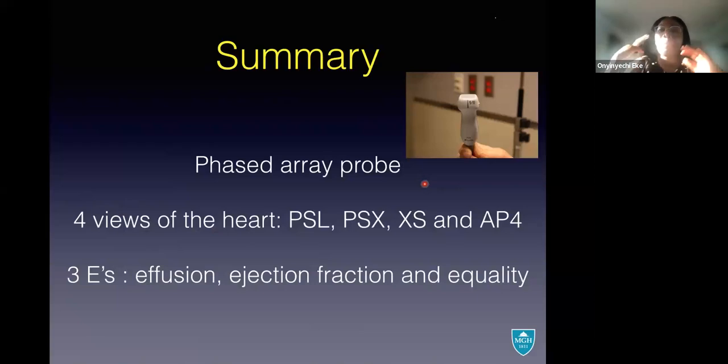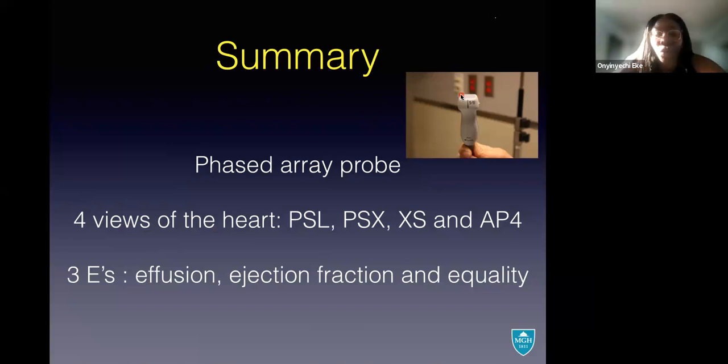So in summary, we've gone through basic cardiac echo. Yes, we are done. We talked about our tool. Our tool is the cardiac probe. It's a low frequency probe. It has a small footprint, so it's able to go in between ribs. Okay. And again, it's a low frequency probe, so it allows us to see deep things like the heart.